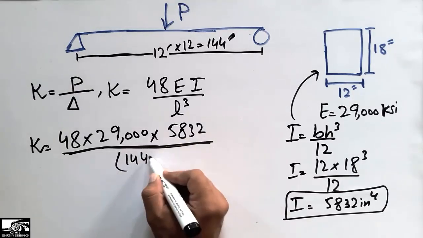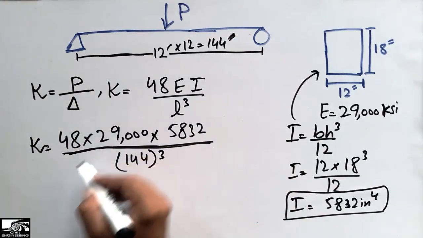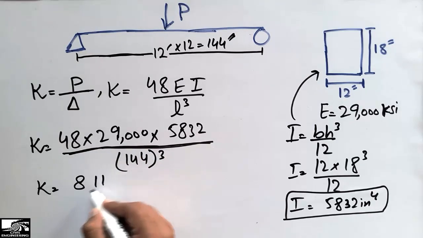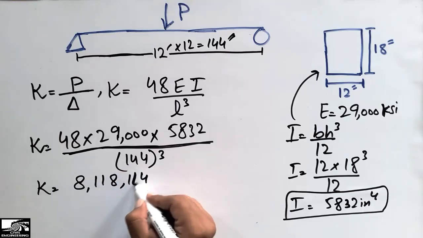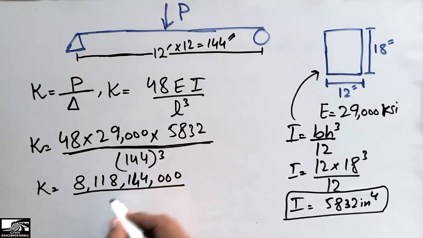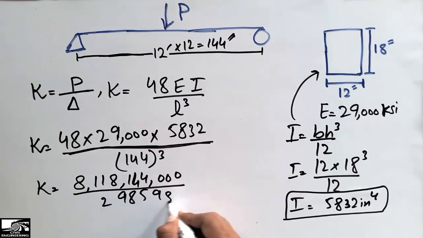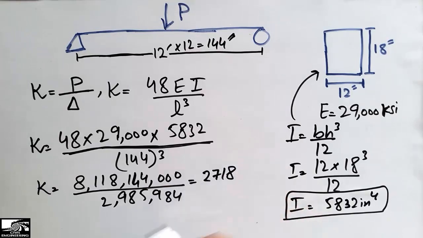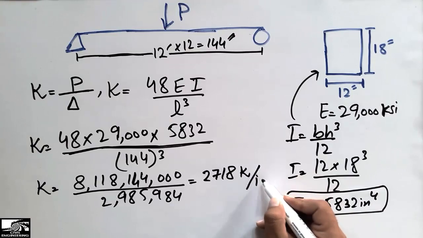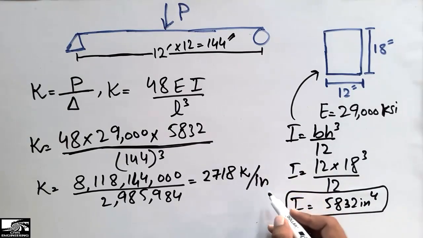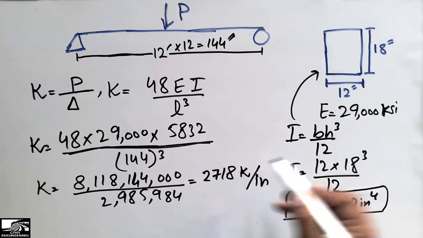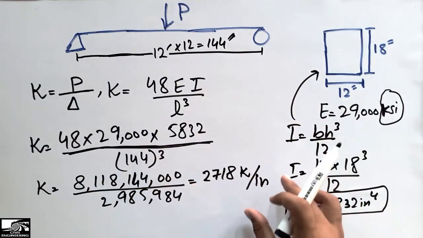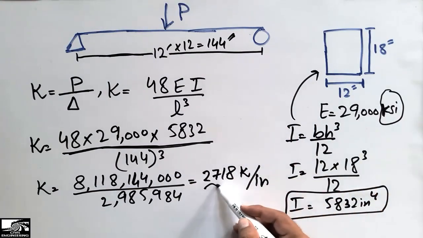So now 144 cubed, because it is cube here. So by multiplying and solving this problem, I get from the numerator 4000, and dividing by 144 cube, I get 2985984. Very complex number. So by dividing these two, I get my answer of 2718. So this is my answer, which is in the unit of kips divided by inches, because the stiffness is the unit of force divided by the displacement. So force is kips here, because I used kips, and the denominator displacement unit will be inches, because I used inches everywhere. So it means that the stiffness of this beam is 2718 kip per inch.